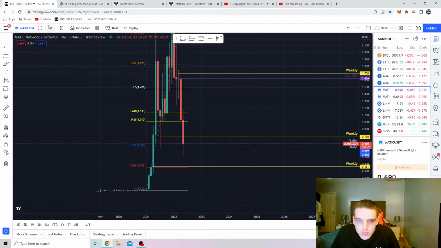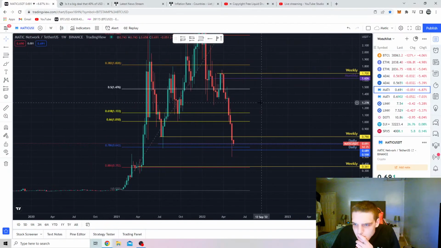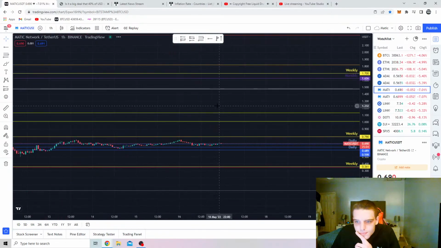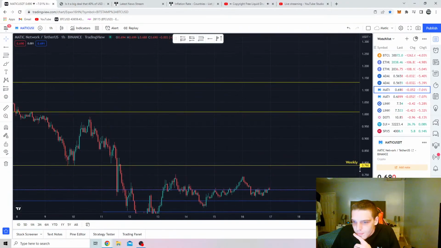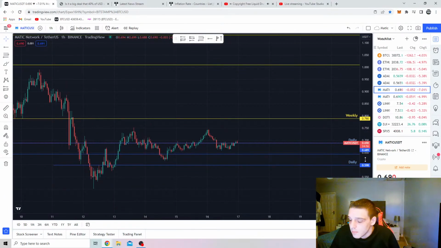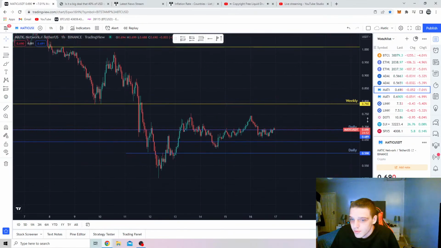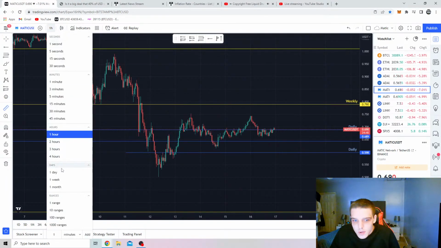Definitely showing resistance. Doesn't matter for now. Okay, so with Matic, it is essentially the exact same case for the majority of cryptos. I'm not going to overcomplicate it, to be honest, because it is literally the exact same case for the majority of cryptos. But from a trading standpoint, let's just have a quick look if there's a daily there.